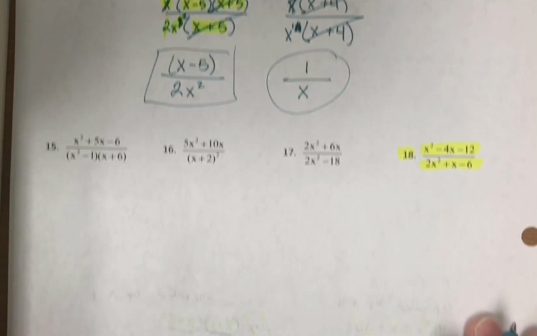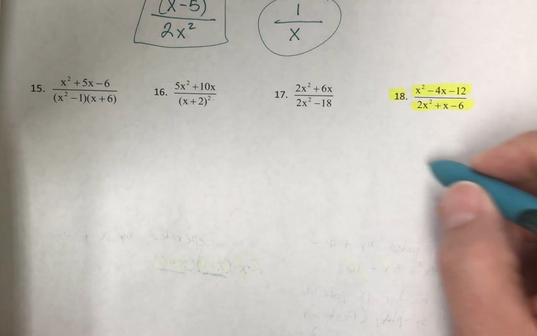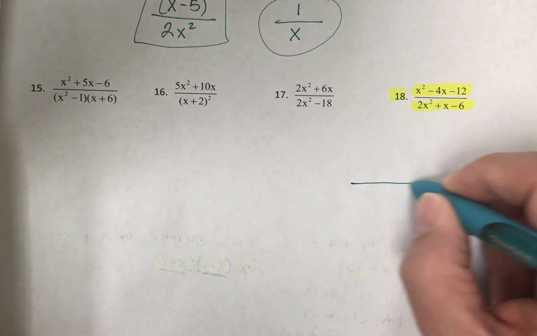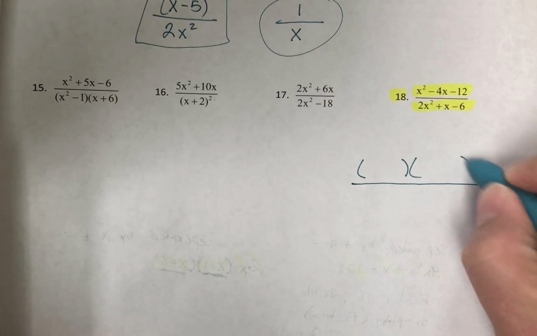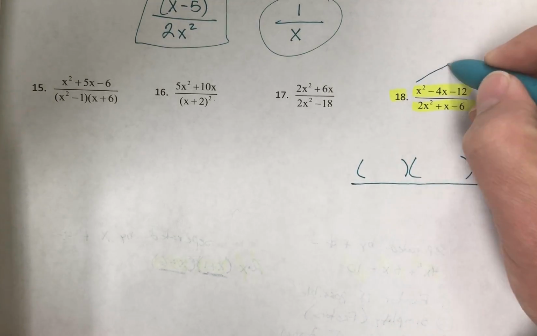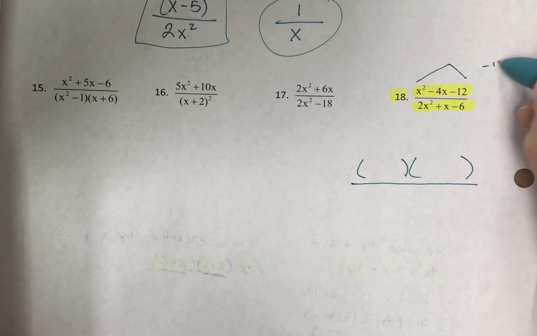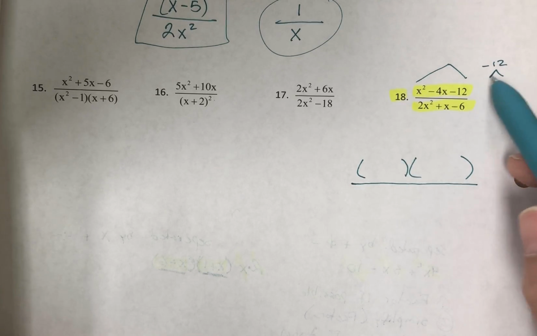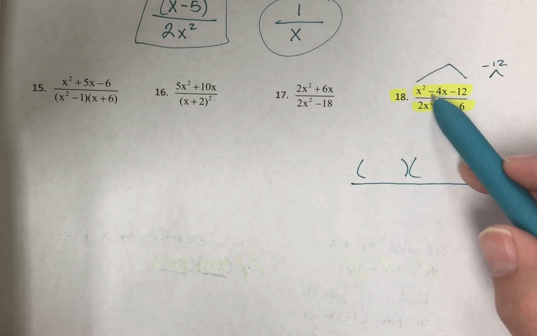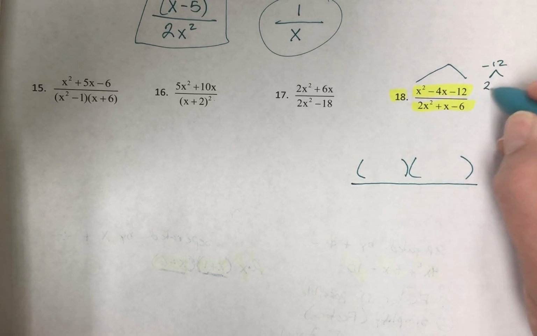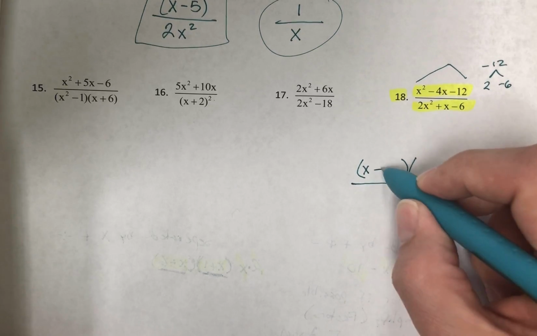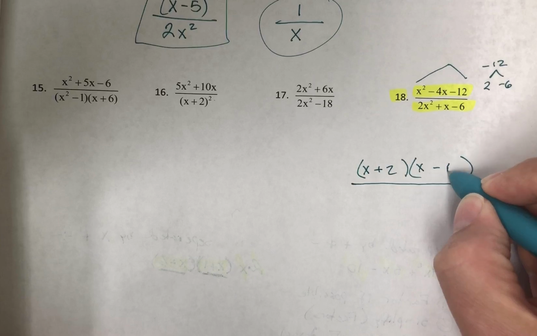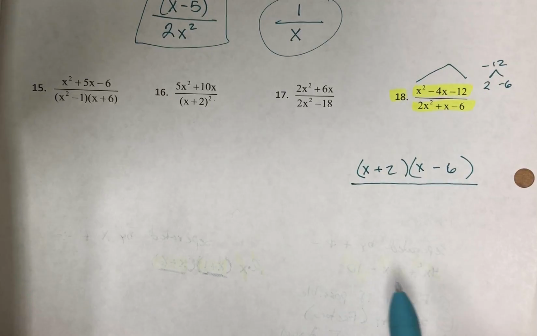And then number 18, I do need to factor the numerator. So if I use rooftop, 1 times negative 12 is negative 12. Two numbers that multiply to get me negative 12 that also get me to negative 4 are 2 and 6. The 6 has to be negative. So I have x plus 2, x minus 6 as the numerator.